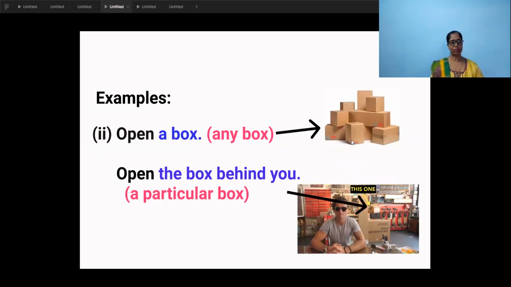One more example for you all. I hope that will make it simpler for you. Open a box. There are so many boxes lying there. When I say open a box, koi bhi box khol do. Any box, okay? But when I want a particular box, I have to mention, open the box behind you. See, with the arrow, I mentioned the box. When I say the box behind you, then it refers to the box which is right behind that person.